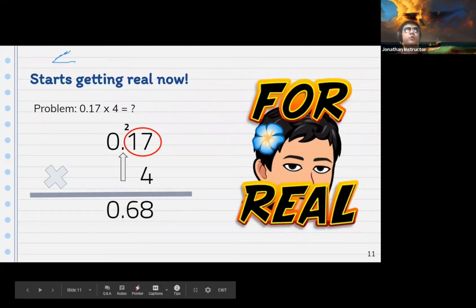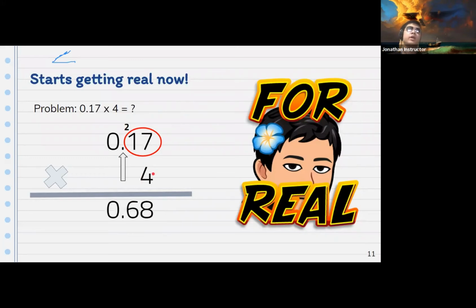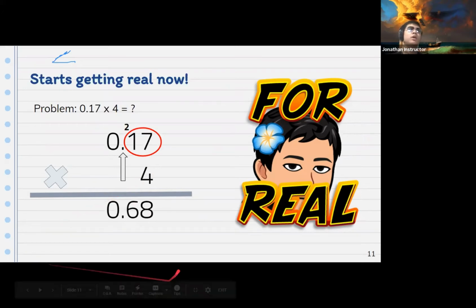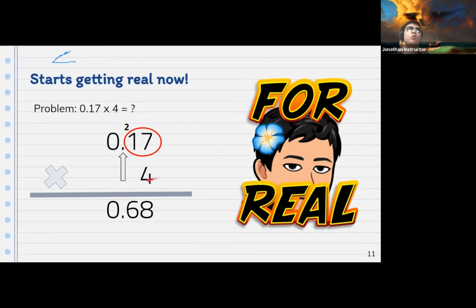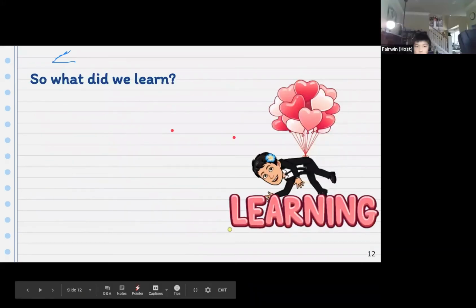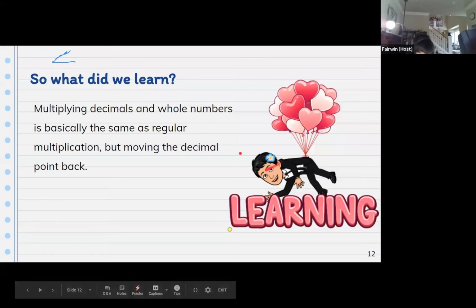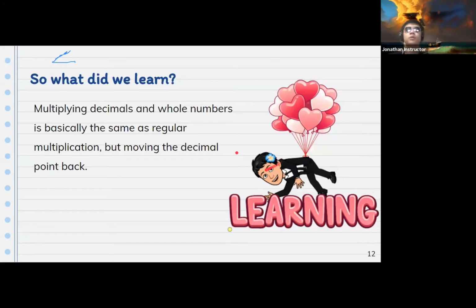If you want to see another reason why it works, the reason that we do this is that numbers that are like 0.17 times 0.4 make sense. So how can you multiply a number by 0? How can you add a number 0.4 times? So this is a way to show you how to do that kind of multiplication. But for whole numbers, you can just add them. So what did we just learn? So we just learned that multiplying a decimal and a whole number together is the same as regular multiplication, but we just move the decimal point to the places that we have the amount of digits.